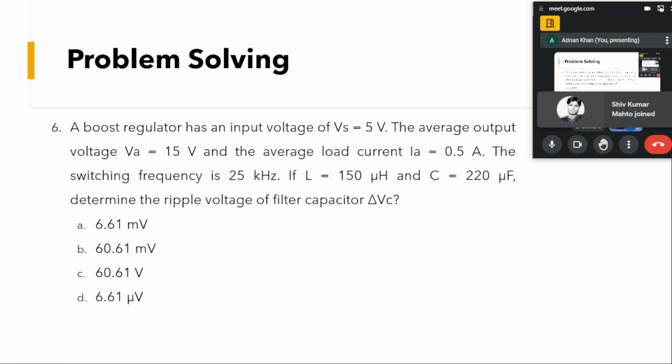Now moving on to question number 6. It is given that a boost regulator has an input voltage of 5 volts.